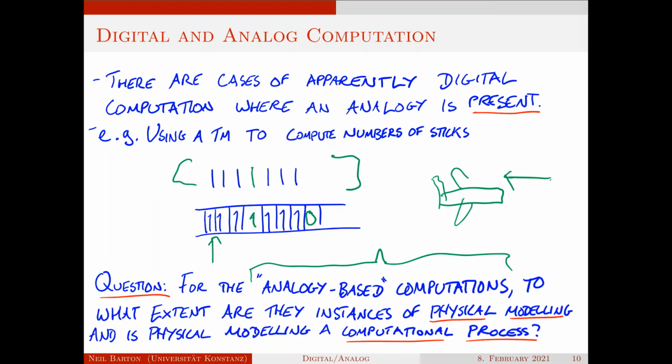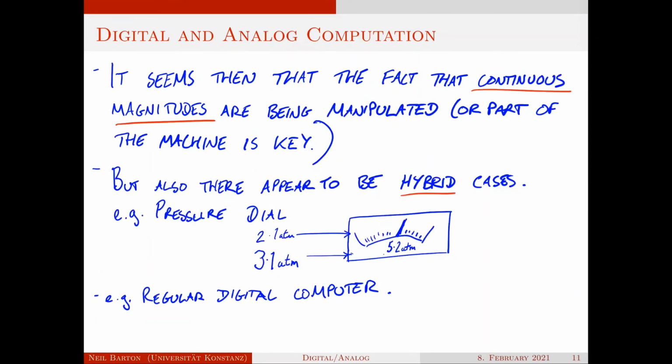I think this is an interesting question, at least for informing some questions in the philosophy of science about how we think computation and physical modeling can be related to one another.